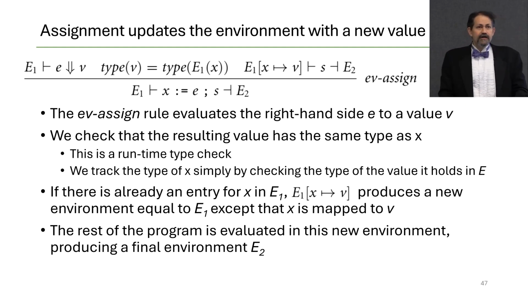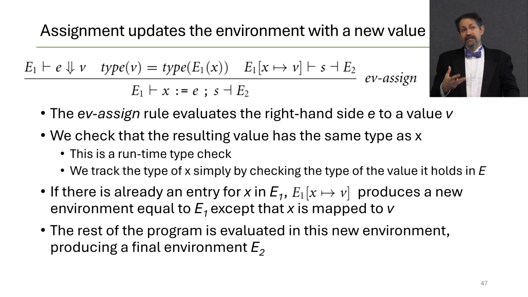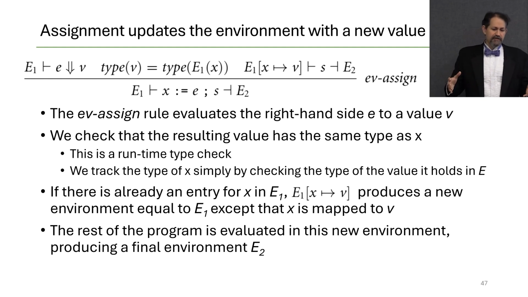And at that point, we're going to produce a new environment that is the same as E1, except that the map for x is updated to now refer to V instead. And so in this new environment, with the updated x, we'll evaluate the rest of the statements in the program S, and we'll get some environment E2. That environment E2 is also the result of this assignment statement followed by the rest of those statements.